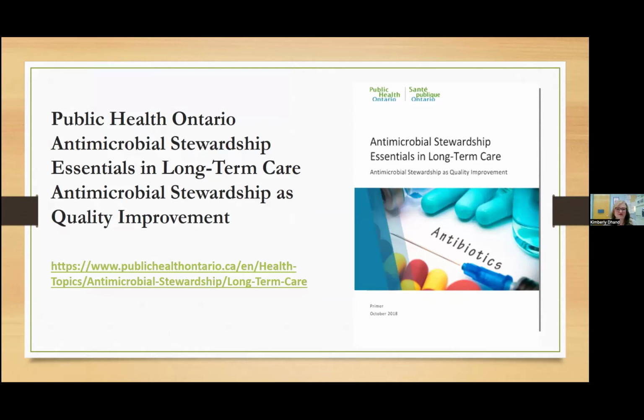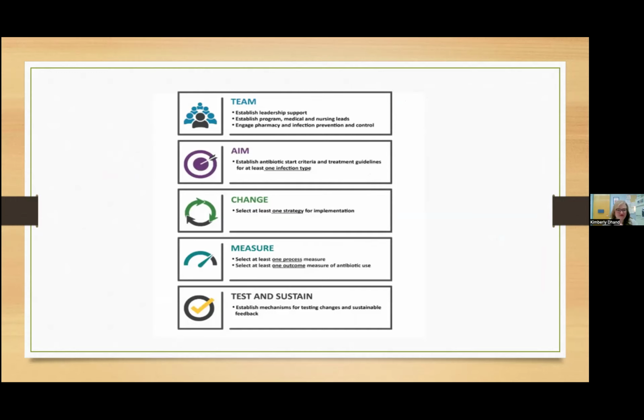I believe the next slide describes that in a bit more detail. Like the list of essentials described in the CDC document, this one also has a stepwise approach with the different elements that will help to build that AMS team and do that work. So the team, of course, we have to build first, and then set a goal or aim to try and change the facility, test it and sustain it so that we can improve upon what it is that we're trying to do.